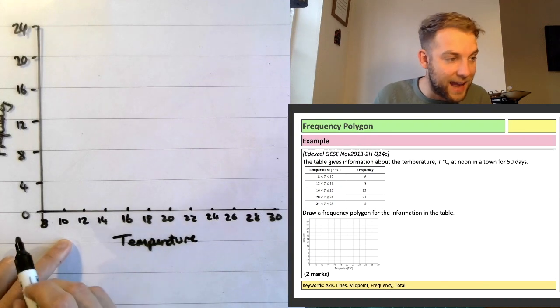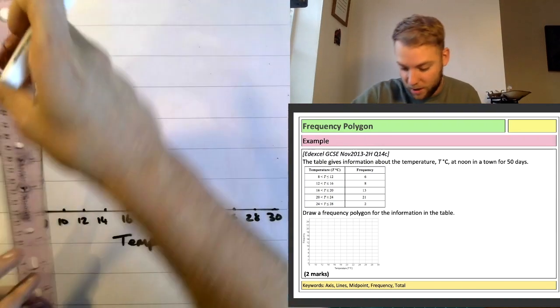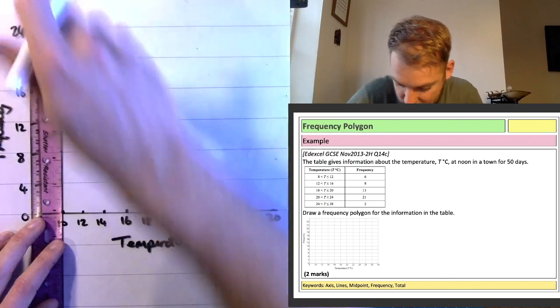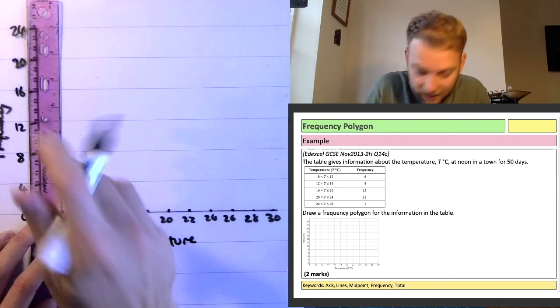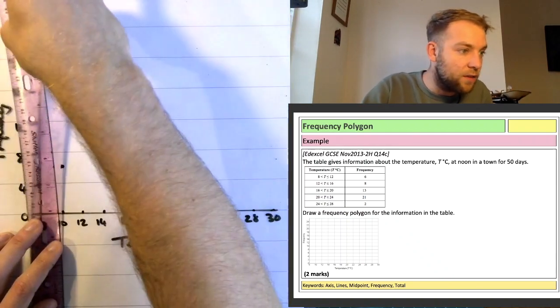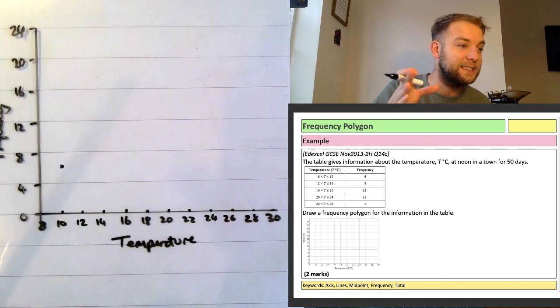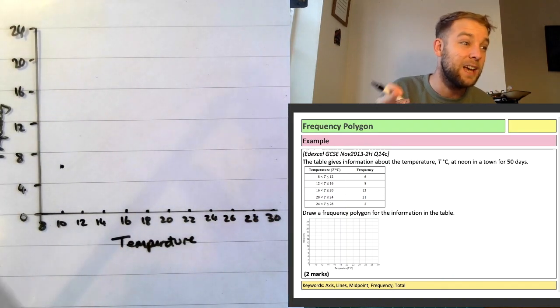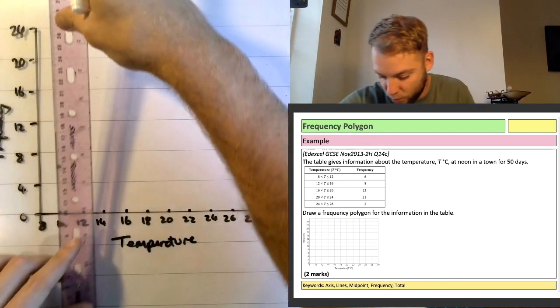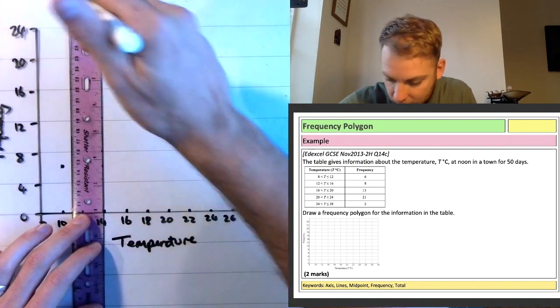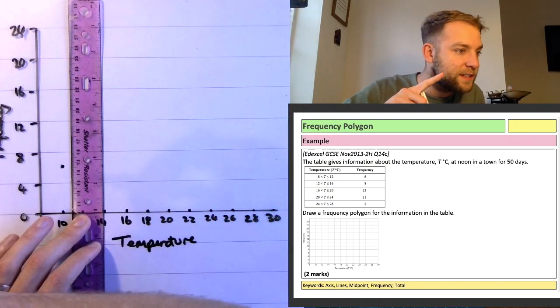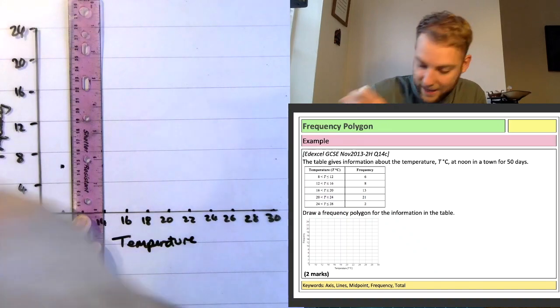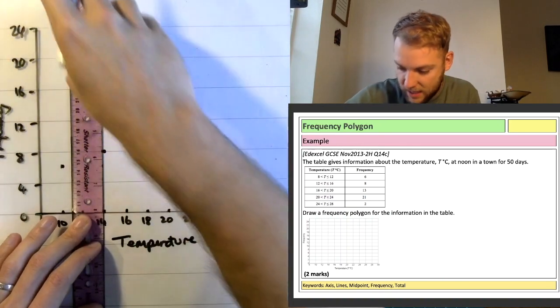So 10, 6, making sure I'm using my ruler, okay? 10, 6, which is there, like so. And then, what's between 12 and 16? Well, between 12 and 16 is 14. So 14, 8 it is, which is there, okay?